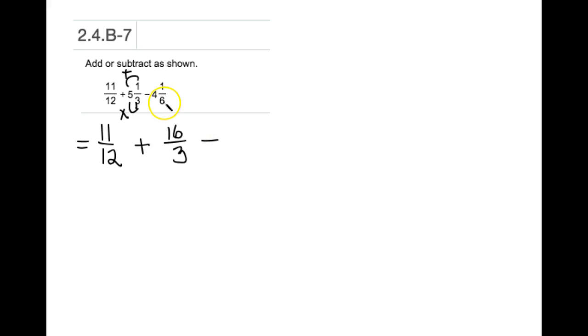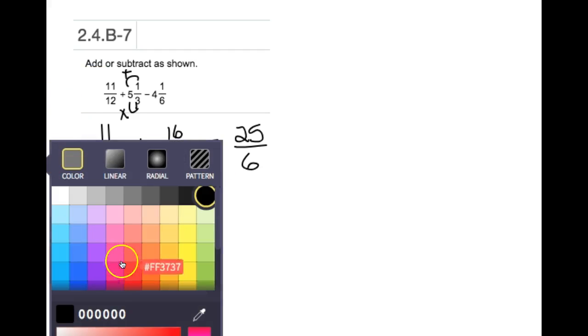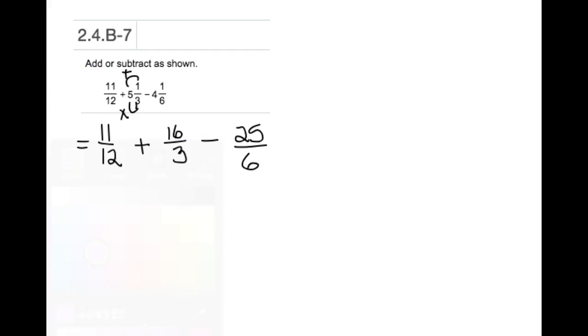And then the same thing here, we're going to do 6 times 4, which is 24, plus 1, which is 25. So that's going to be our new numerator, and then the denominator will stay the same. Now what we need to do in order to add and subtract these fractions is to get a common denominator. So I'm going to look at all the denominators, and 12 is one multiple they would all have in common.